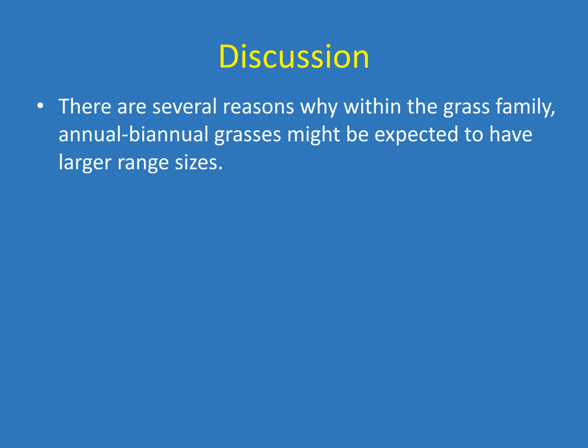Discussion. There are several reasons why, within the grass family, annual-biannual grasses might be expected to have large range sizes. It's because annual-biannual grass species produce more seeds than perennial grasses, which increases dispersal opportunity and gene flow.